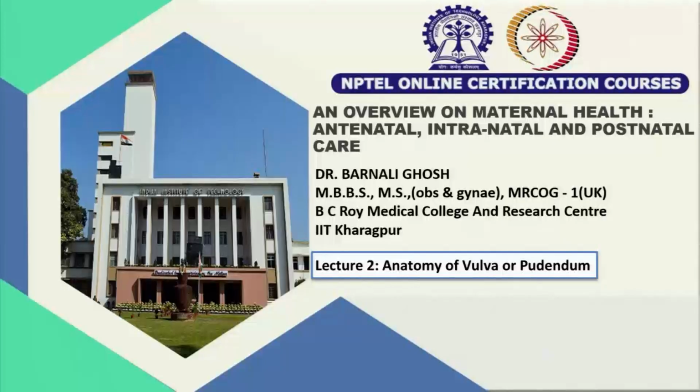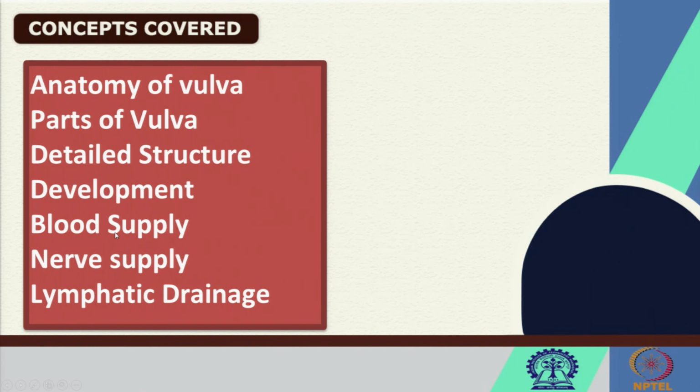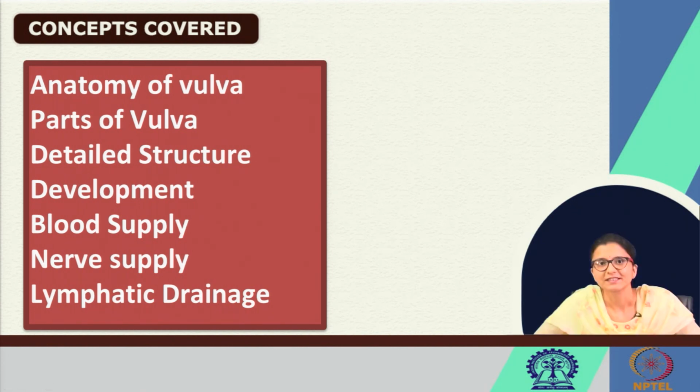Today we are going to deal with the anatomy of female external genitalia. So, the concepts to be covered today are the anatomy of vulva, or female external genitalia or pudendum, the parts of vulva, its detailed structure, the development of the different parts, the blood supply, its nerve supply and lymphatic drainage.